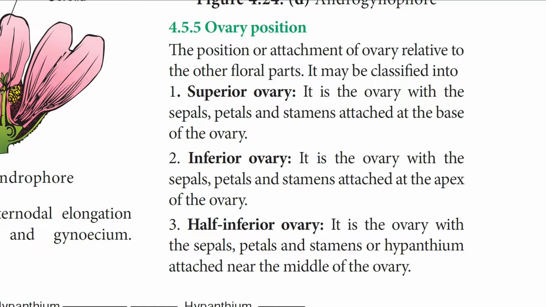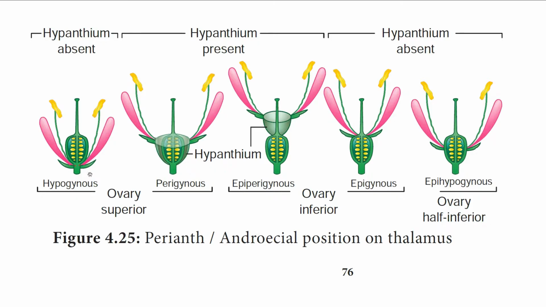Based on the ovary position, they are classified as superior ovary, inferior ovary and half inferior ovary. The position or the attachment of the ovary related to the other floral parts can be classified as superior, inferior or half inferior. So this is the superior ovary, in which the sepals, petals, androecium are attached to the base of the ovary.